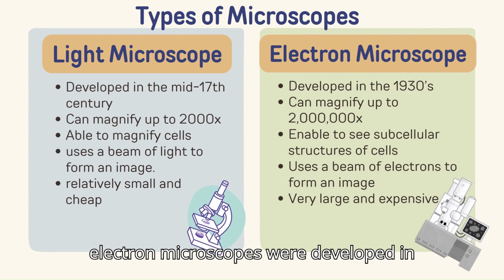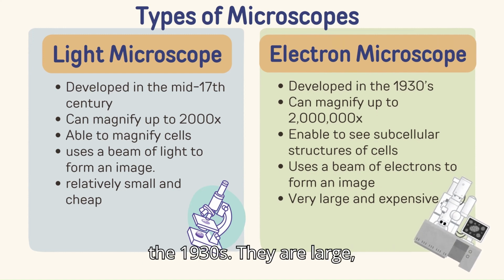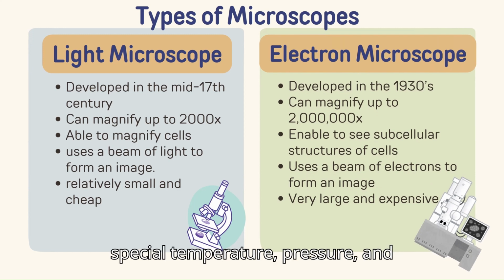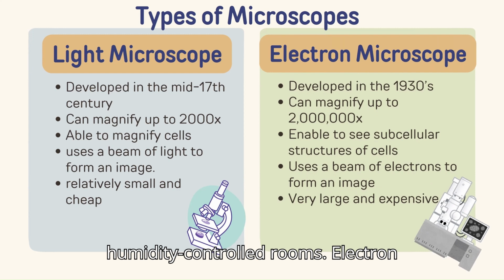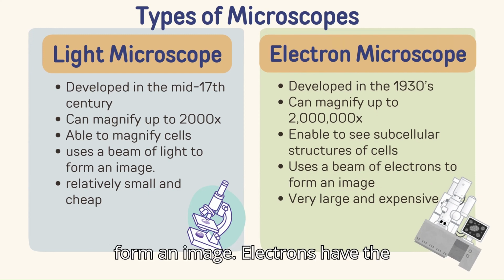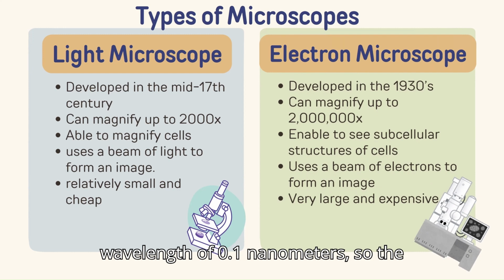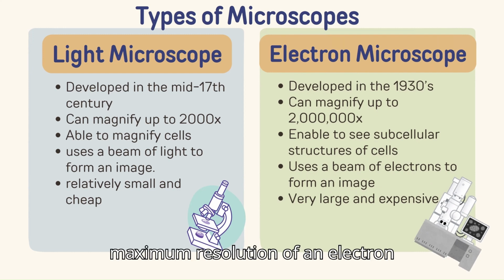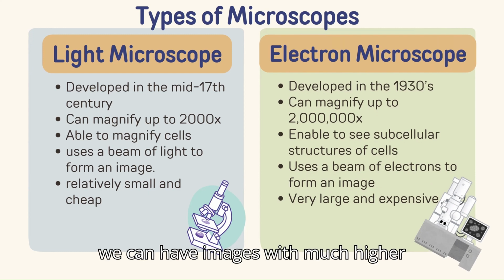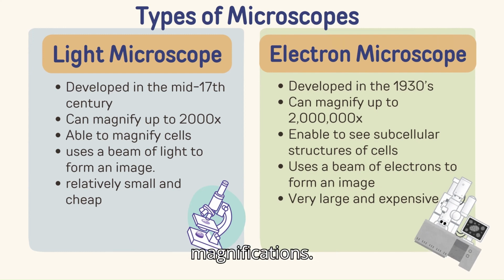The electron microscopes were developed in the 1930s. They are large, very expensive, and have to be kept in special temperature, pressure, and humidity controlled rooms. Electron microscopes use a beam of electrons to form an image. Electrons have the wavelength of 0.1 nanometers, so the maximum resolution of an electron microscope is 0.1 nanometers, which means we can have images with much higher magnifications.